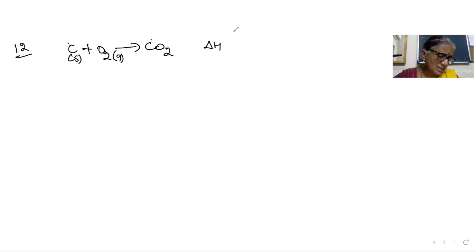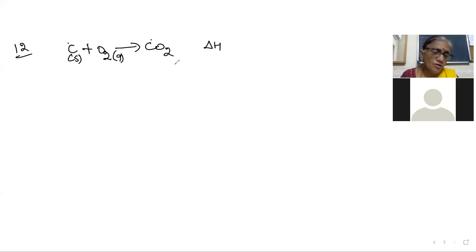The values are given continuously, so just take them in the proper order. Formation of carbon monoxide is first given: C plus half mole O2. When 1 mole of carbon burns incompletely, with an insufficient amount of oxygen, we get carbon monoxide. When it gets burnt completely, we get carbon dioxide, isn't it? So incomplete combustion, that is, 1 mole of carbon burning with half mole of oxygen, gives carbon monoxide.